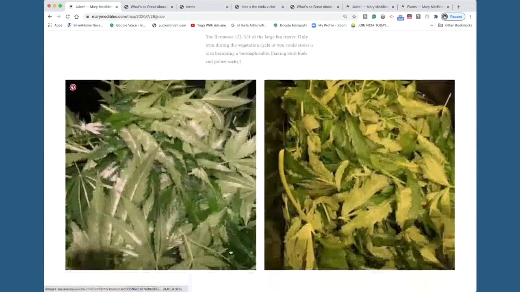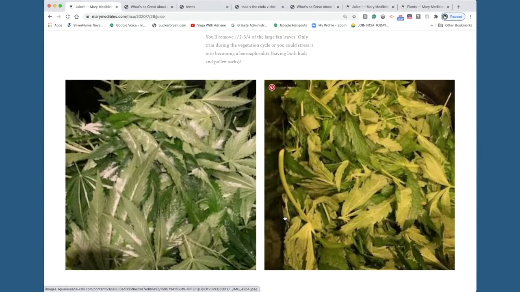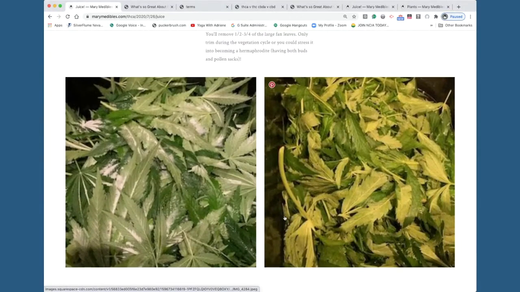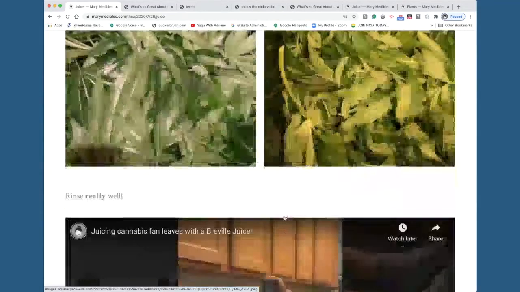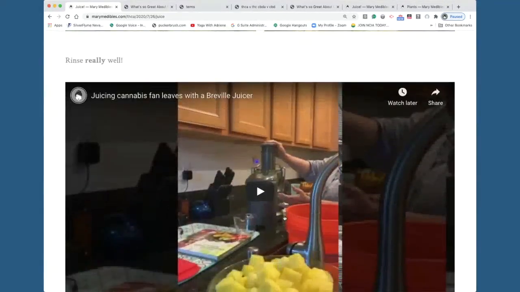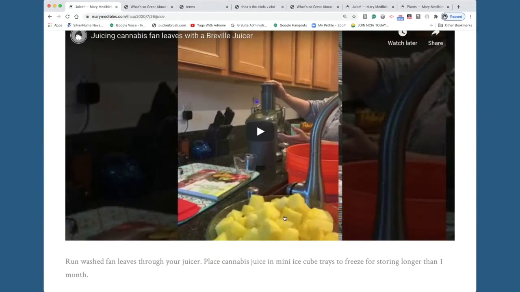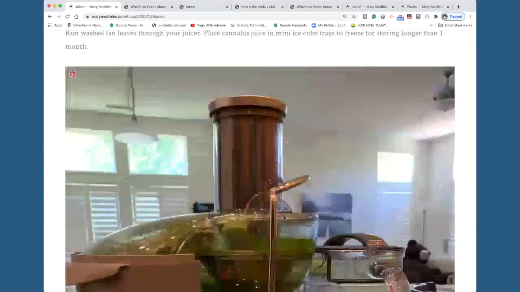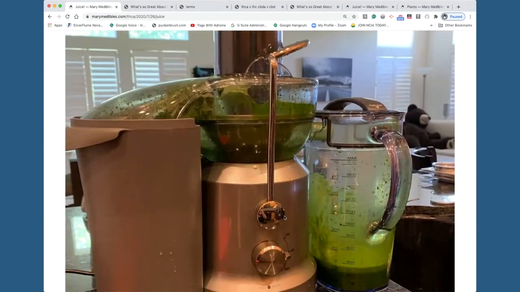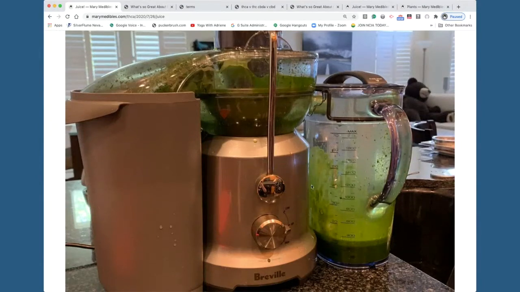And then you'll want to wash it just to get the plant debris off. I have a little bath that I make of baking soda, lemon juice, and water. Then you just agitate really well and make sure all the debris is washed off. And then you can run it through your juicer. And this is the cannabis juice once it's been run through the juicer, of course.